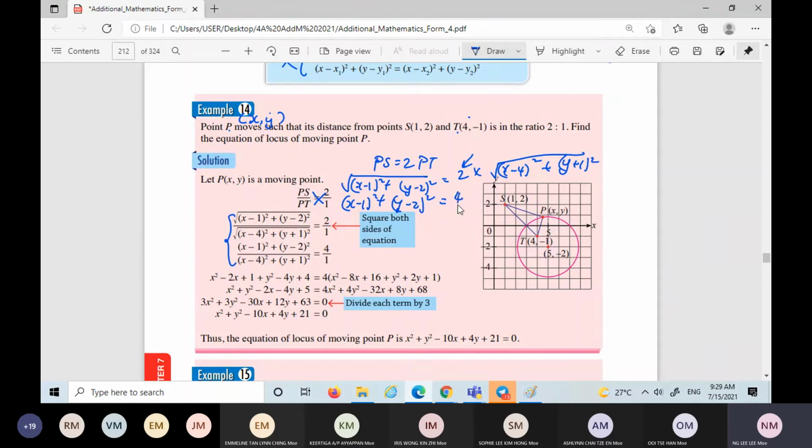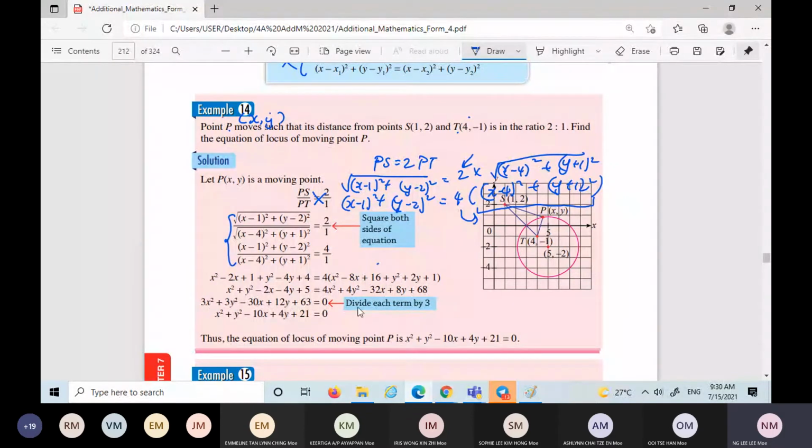So this one you get 4, and after you square it, the square root will disappear. So put a bracket for it: x minus 4 squared plus y plus 1 squared. After you expand this whole thing, then you only times in the 4. Then move everything to the left hand side and group the like terms. Check whether this is the simplest. If not, see what is the common factor that everyone can divide by.